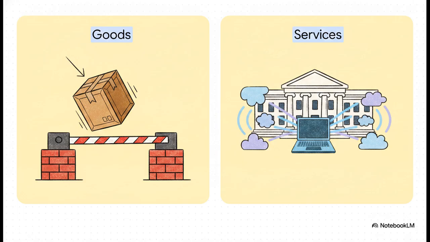But then, look at the other side, the services trade, governed by the GATS. Services are intangible. You can't exactly stop a digital banking transaction or a streaming service at a physical border checkpoint, right? So instead of border tariffs, services are regulated behind the border. This is done through domestic laws, licensing criteria, and qualification requirements.